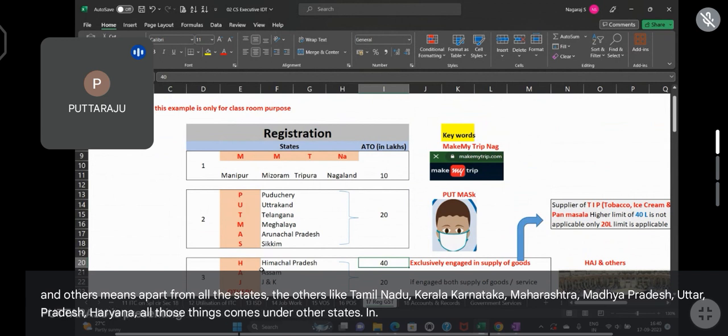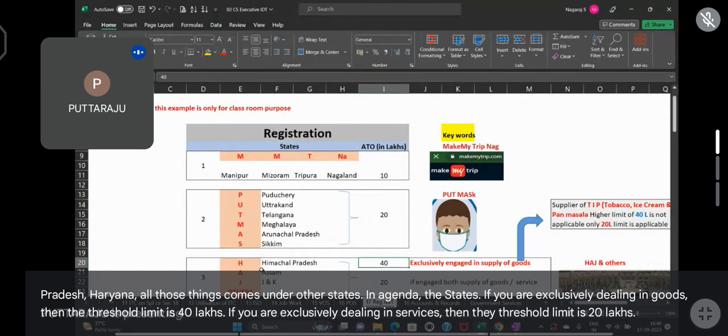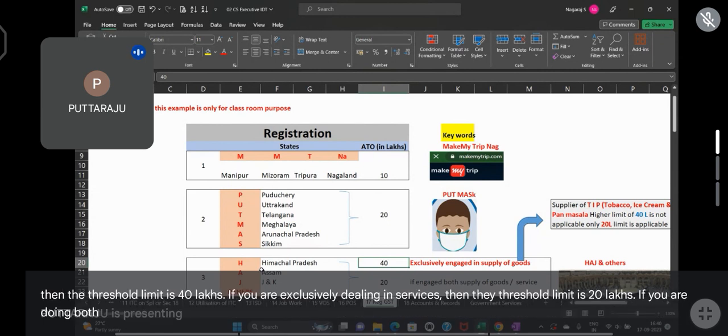In Hajj and other states, if you are exclusively dealing in goods, then the threshold limit is 40 lakhs. If you are exclusively dealing in services, then the threshold limit is 20 lakhs. If you are doing both, then the lower limit is applicable, 20 lakhs. Understood?